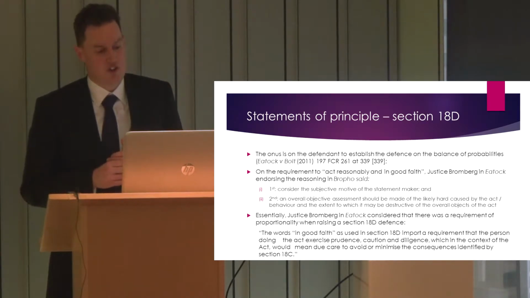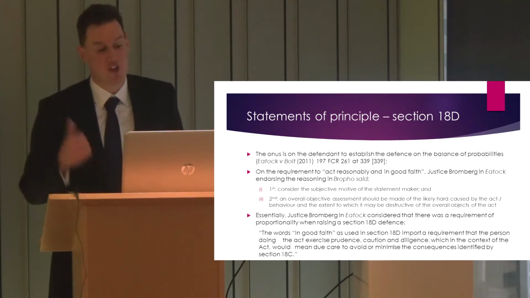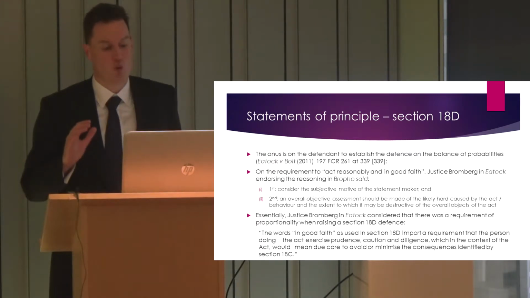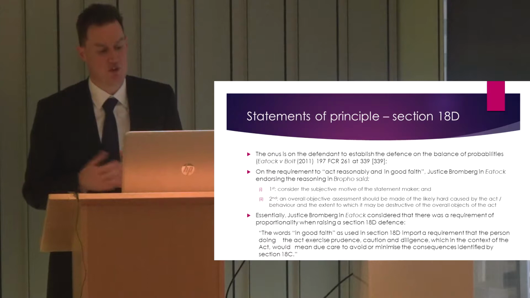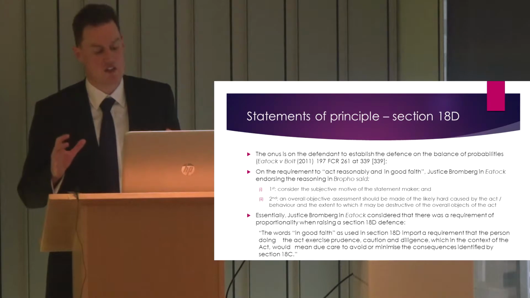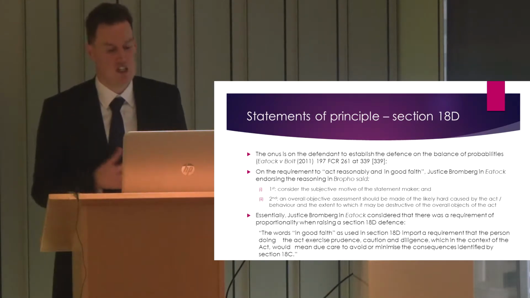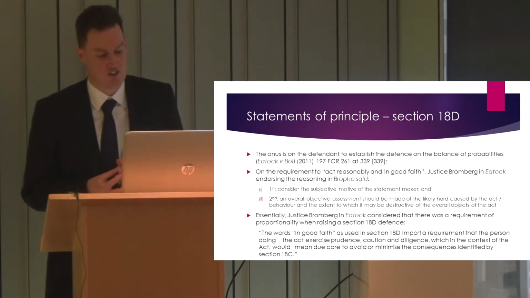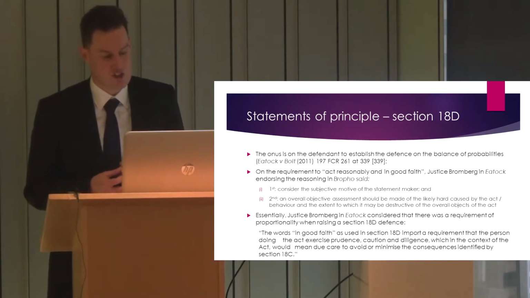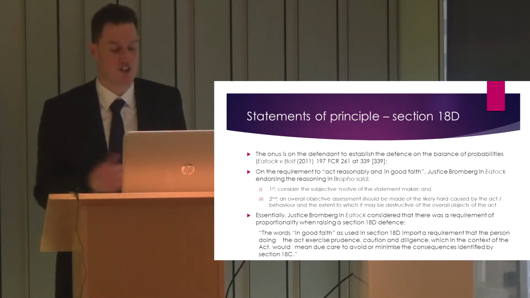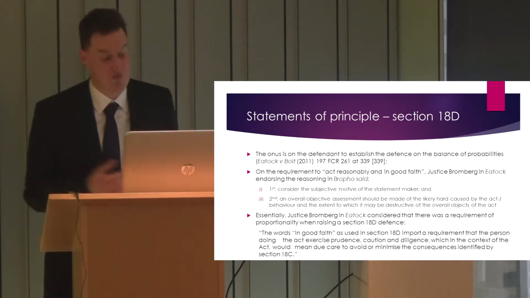What are the principles that come into play in interpreting 18D? Well, the defendant has to establish the defence on the balance of probabilities. There is a requirement to act reasonably and in good faith, and this has two requirements. The first is to look at the subjective motive of the statement maker and consider subjectively whether they're acting reasonably and in good faith. And then there's an objective test, looking at the speech of the statement maker objectively and making an assessment of whether their behaviour is destructive of the overall objectives of the act. And Justice Bromberg considered in Eatock and Bolt that in raising an 18D defence, the statement maker had to show that they exercised prudence, caution and diligence to minimise the potential harm of their speech.